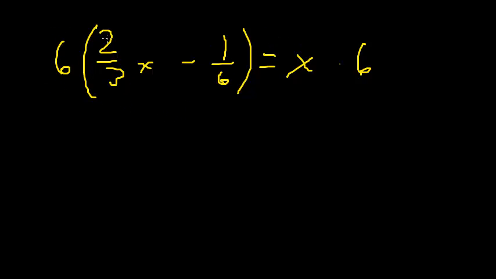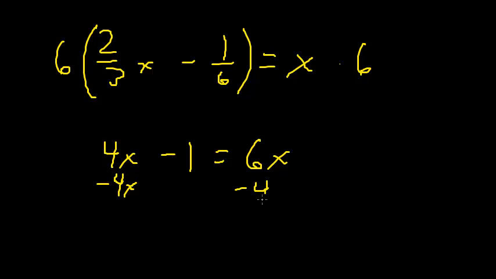Here 6 times 2/3 x gives me 4x. 6 times a negative 1/6 is a negative 1. This is equal to 6 times x, or 6x. I now want to get my like terms together, but since they're on opposite sides of the equal sign, I need to move one of the terms over. So I subtract 4x from both sides. This leaves me with negative 1 is equal to 2x. I divide both sides by 2, and I have x equals a negative 1/2.